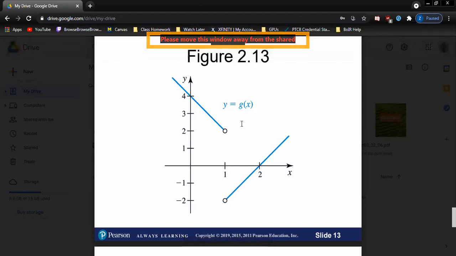If you have a defined functional value, that actually adds nothing to the limit. Even if you don't have a defined value at that point, we can still have the limit. But the necessary condition is to have the same values for the left and right-sided limit.